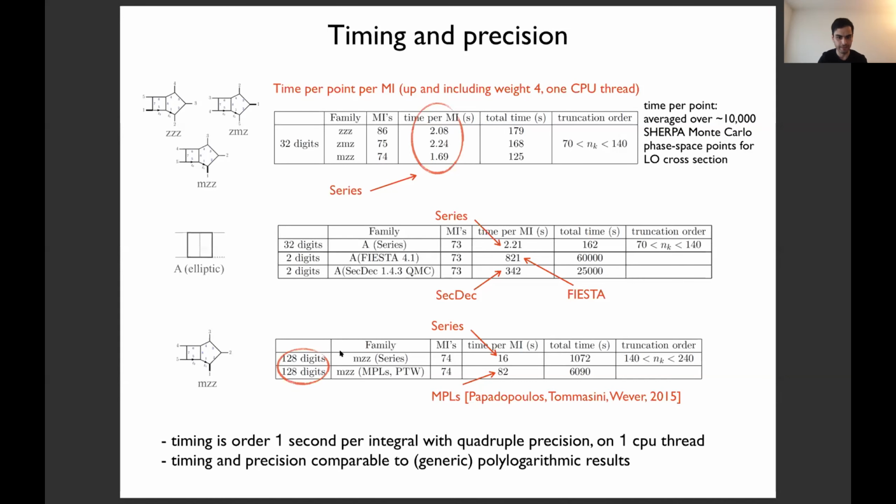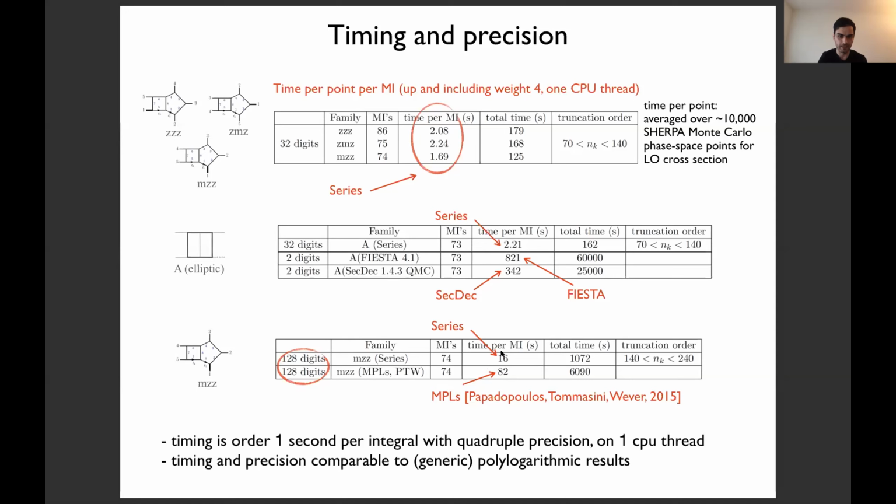having a fully analytic result of some form. This could be done only for this family, which was computed a few years ago by this collaboration in terms of multiple polylogarithms. So we could actually compare the timing, and we did a comparison with very high precision, with 128 digits. As you can see, with our approach, it takes on average 16 seconds per master integral. Using the polylogarithmic expression, it takes, roughly speaking, 82 seconds.